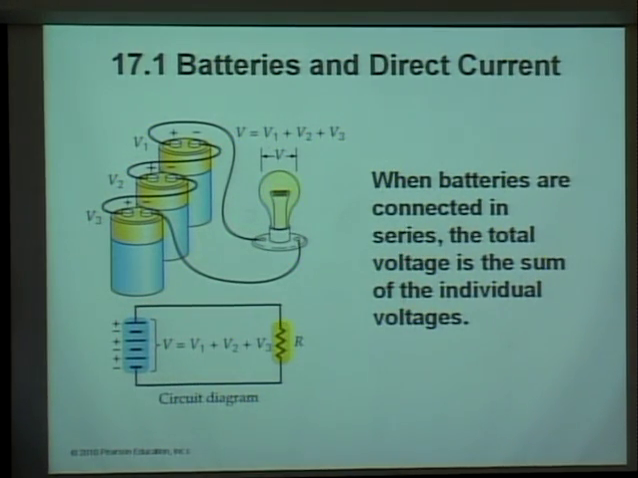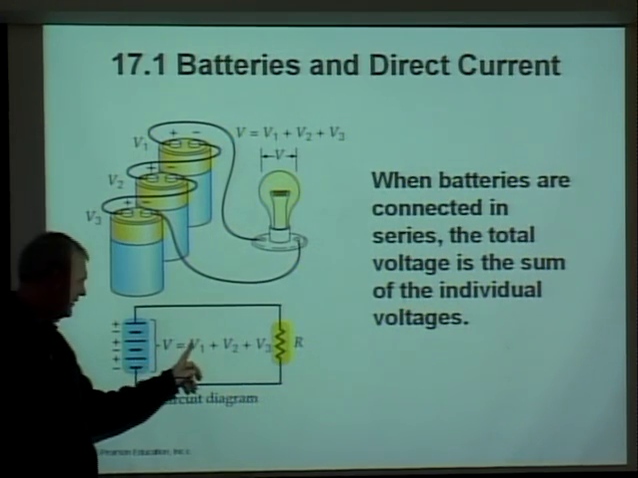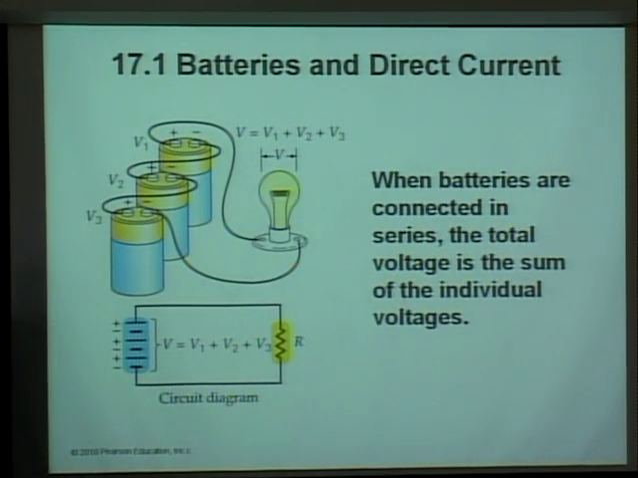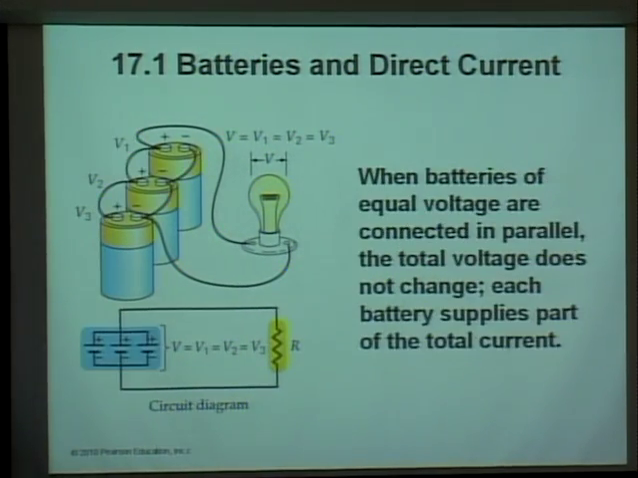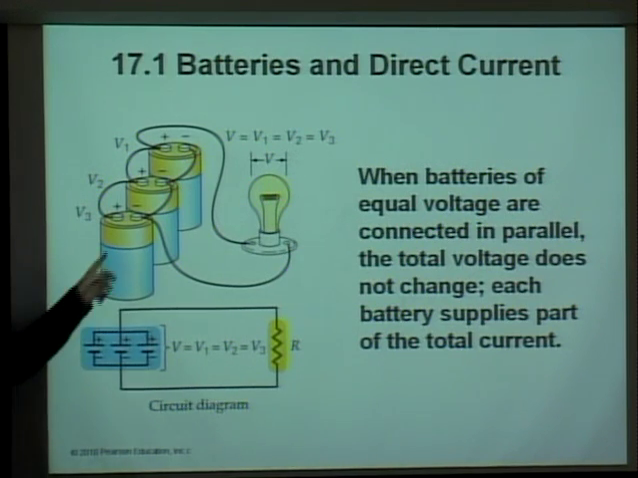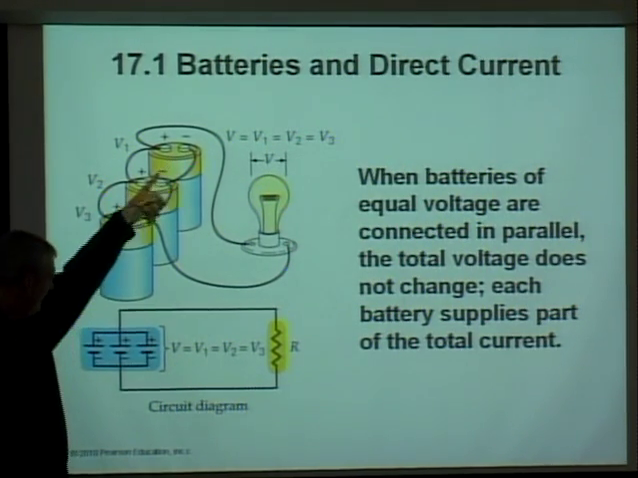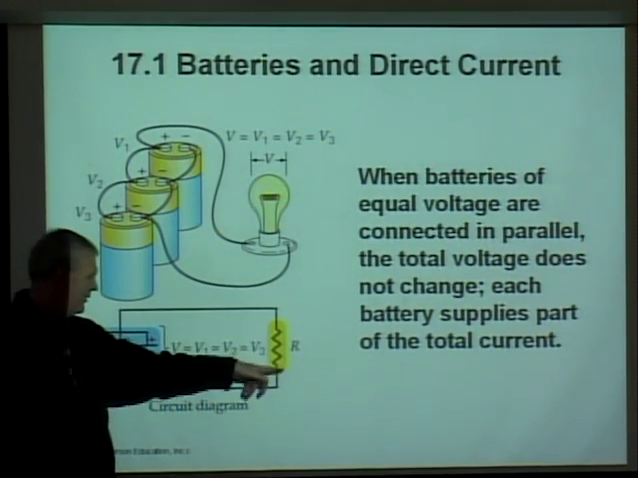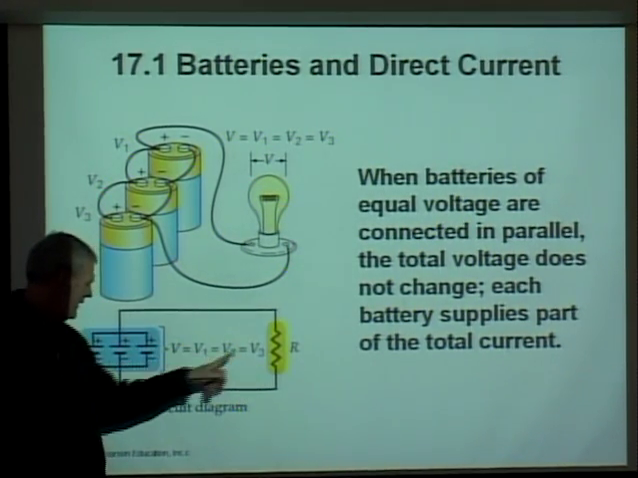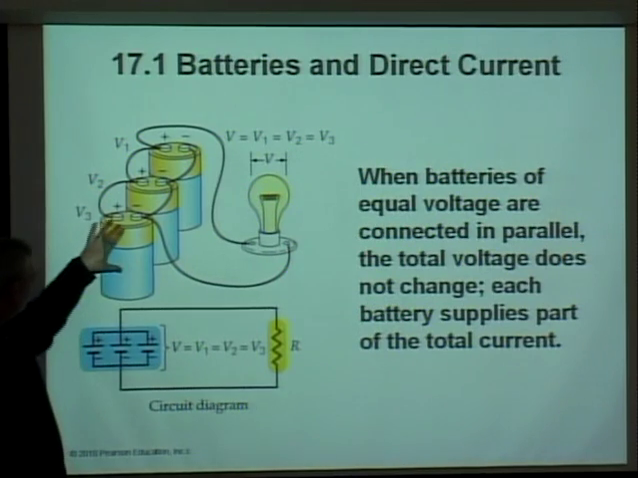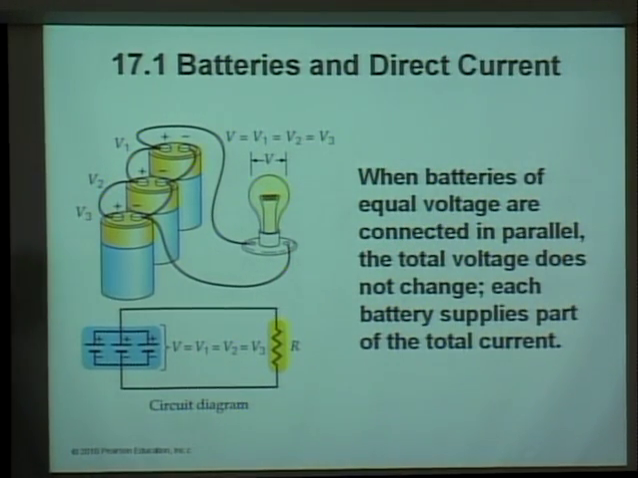All right, so there they are hooked up. So when we've got voltage hooked up in series, it's just V1 plus V2 plus V3. All right, when we hook voltage up in parallel like this, then the amount of voltage that's crossing through here is just equal to one battery. All right.